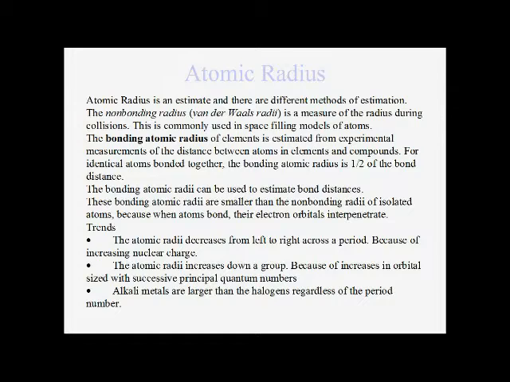We have different ways of measuring atomic radius, but if we take one way, such as the van der Waals radius, that's the non-bonding radius measured during collision. This is the radius we tend to use for space-filling models of atoms. The bonding atomic radius is estimated from the distance between the nuclei in bonds in molecules.